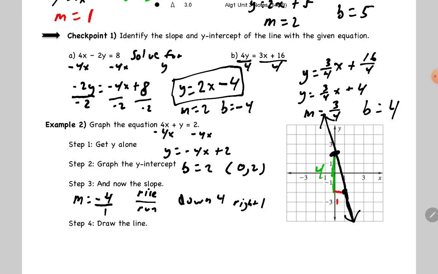And don't forget the arrowheads. Okay, when you're graphing, you don't need to show the green or the red. You just need the black there. Okay, let's do another one.